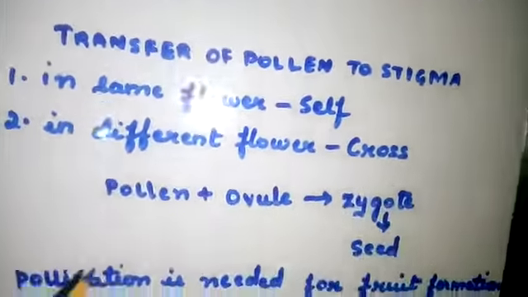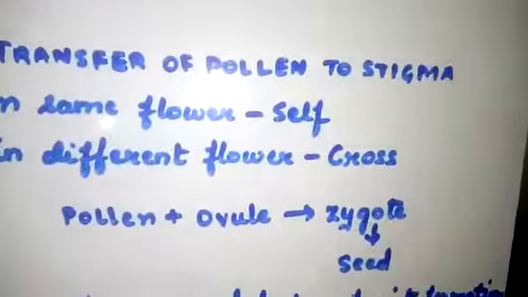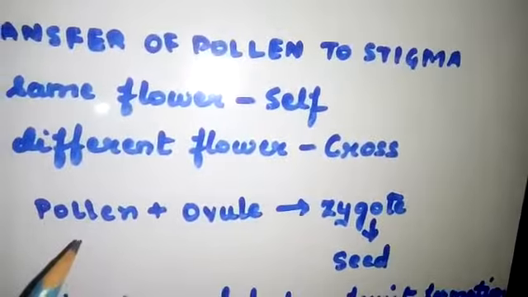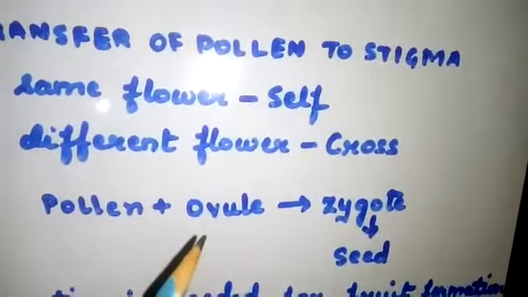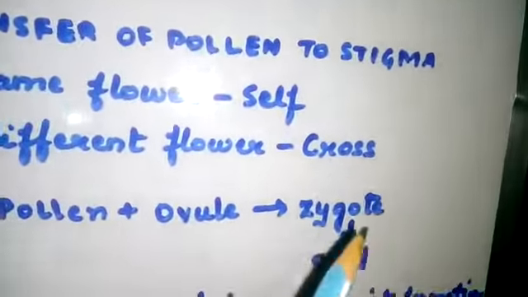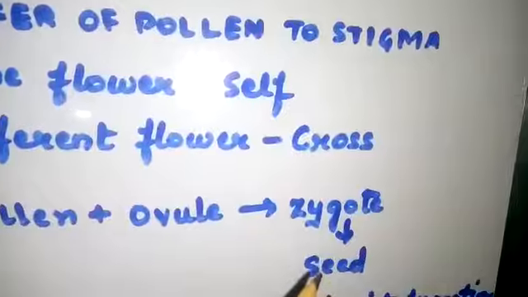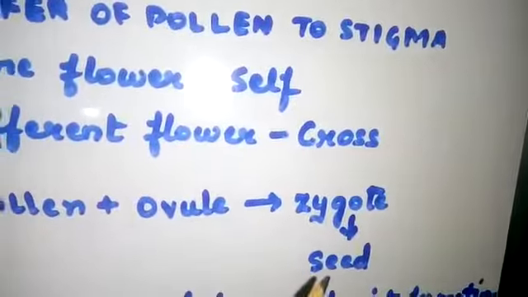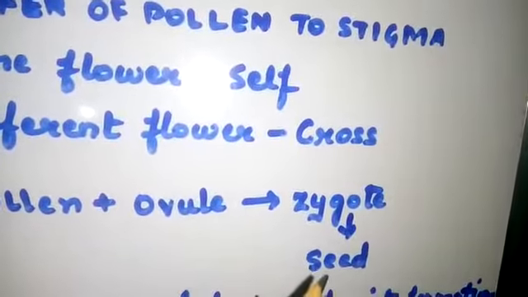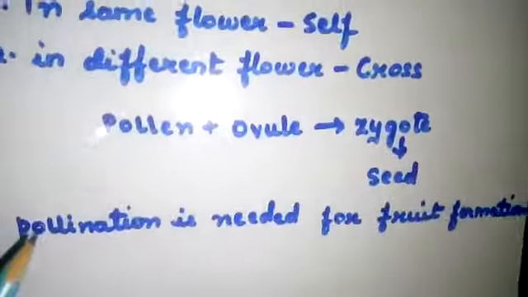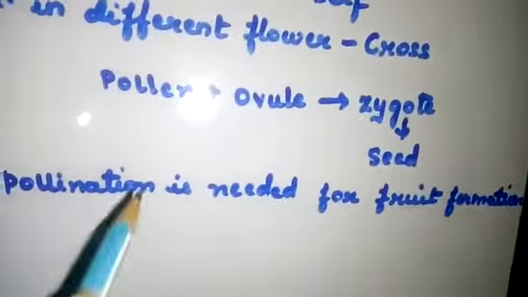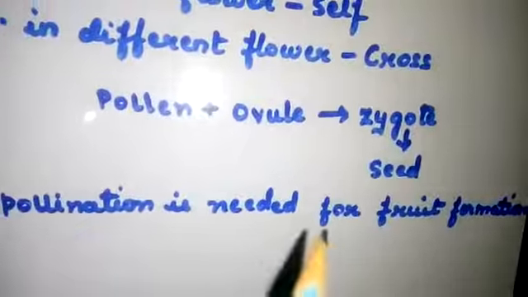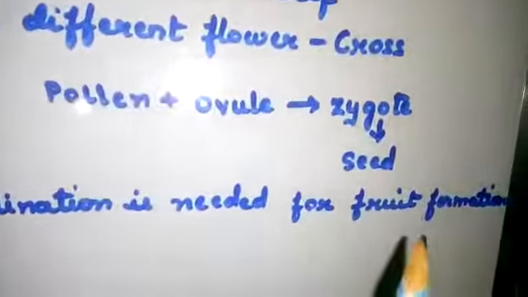Then why do we need pollination? We need pollination so that pollens and ovules fuse together, form a zygote, which develops into seeds. You must have seen the seeds in fruits, children. So for fruit formation, what is required? Pollination. Pollination is needed for fruit formation.